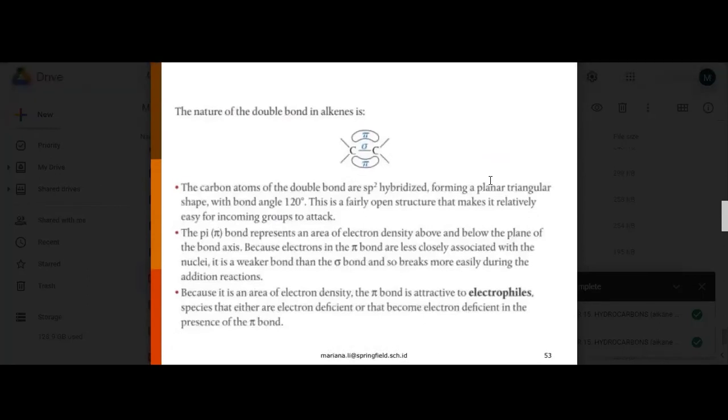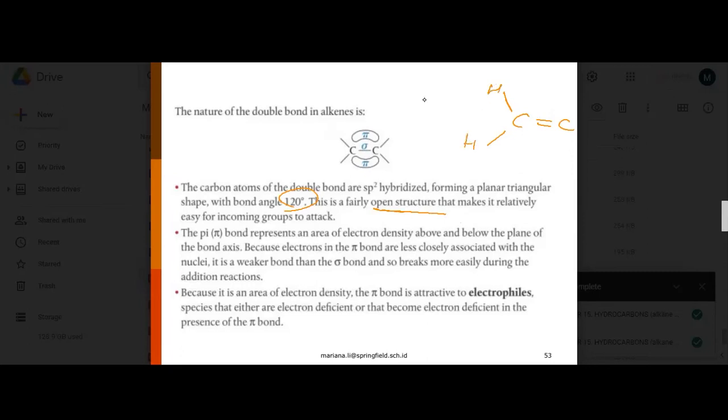Why are alkenes more reactive? This is due to the double bond. You know that with double bonds, the p orbital is present, and the pi bond is present. And carbon in alkene has sp2 hybridization, right? sp2 hybridization has a 120 degree bond angle, and this is a fairly open structure. So this is open.